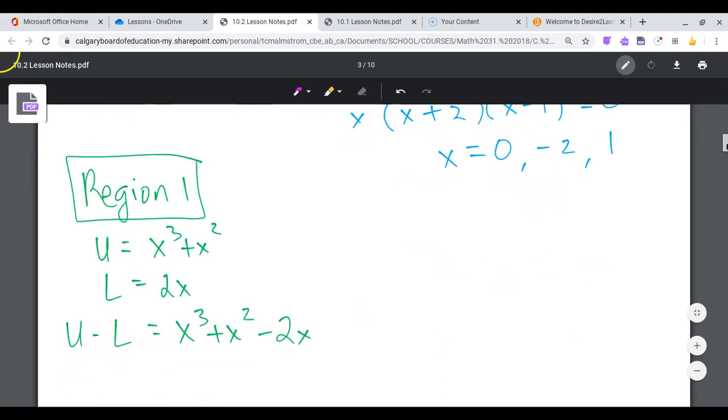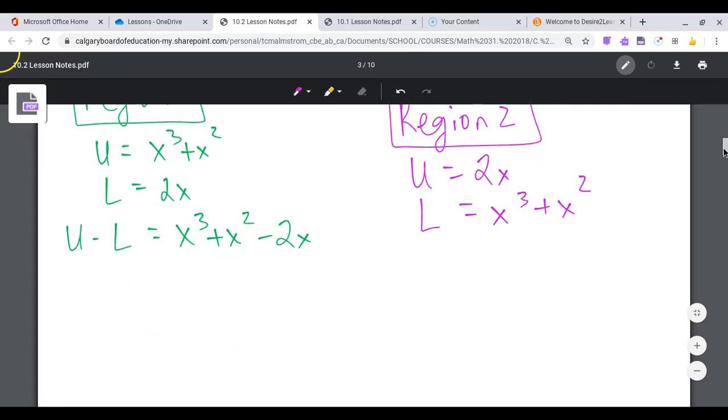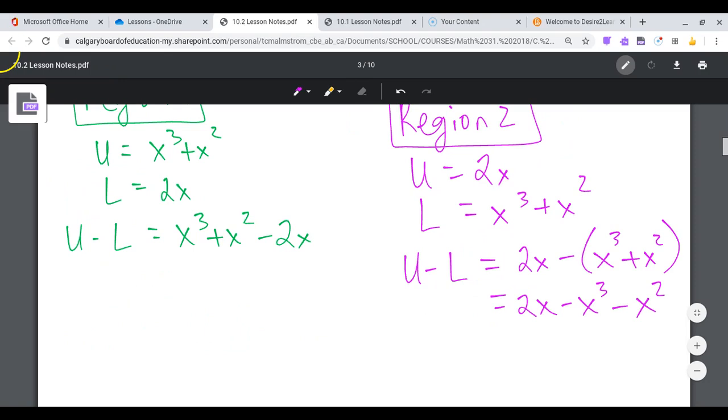So they switch spots, okay? So let's look at that. Region 2, we have the upper as 2x and the lower as x cubed plus x squared. So be careful when you subtract here. Upper minus lower, you get 2x subtract x cubed plus x squared, which is 2x minus x cubed minus x squared. Okay, so those are our two regions.